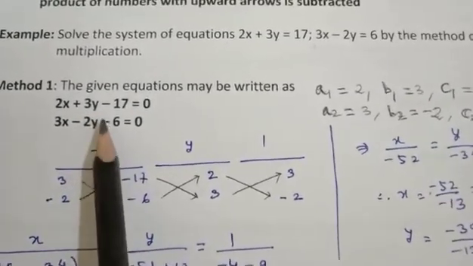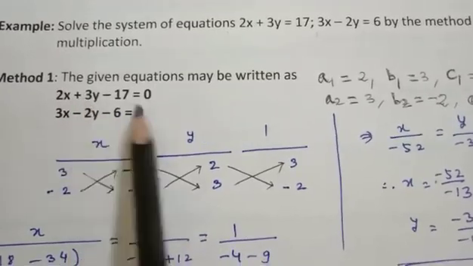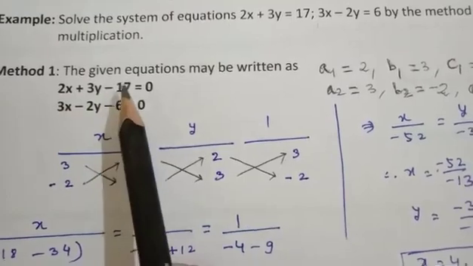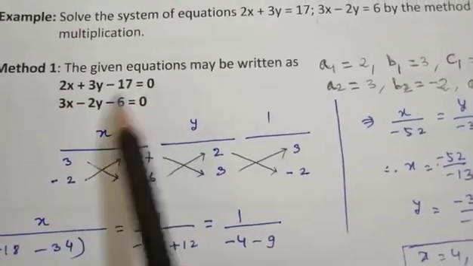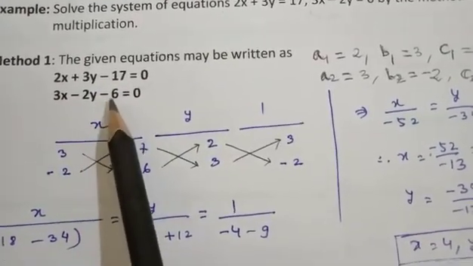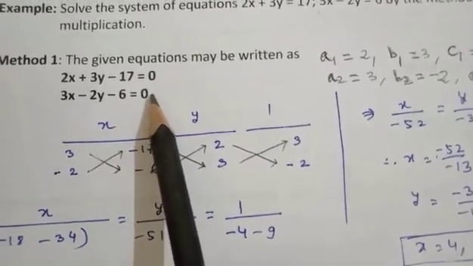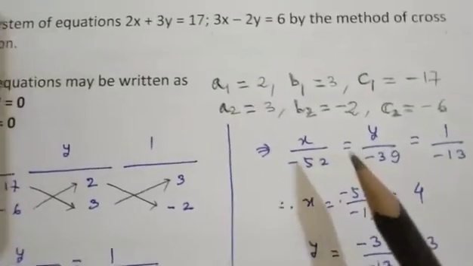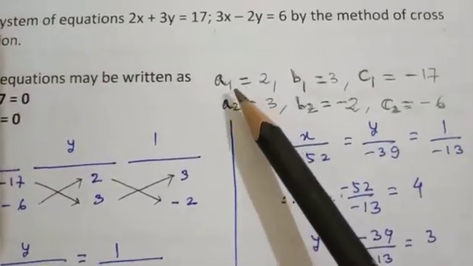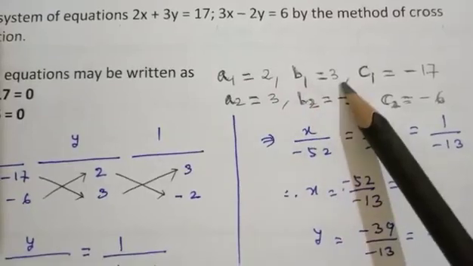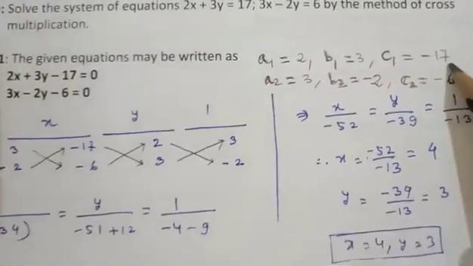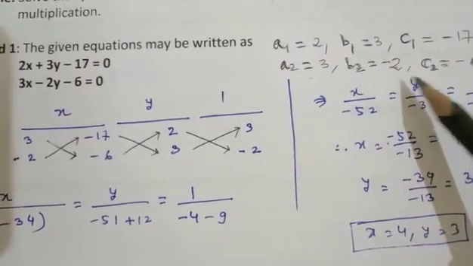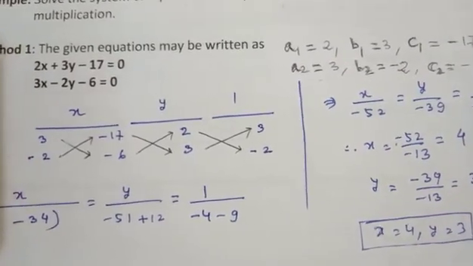So what I am going to do is write the equations in this format. 2x plus 3y minus 17 is equal to 0, and 3x minus 2y minus 6 is equal to 0. That means they are written in the standard form. The coefficients are a1 is 2, b1 is 3, c1 is minus 17, a2 is 3, b2 is minus 2, and c2 is minus 6.